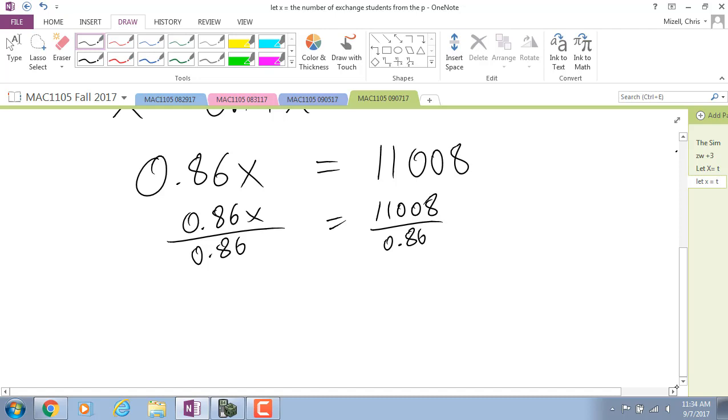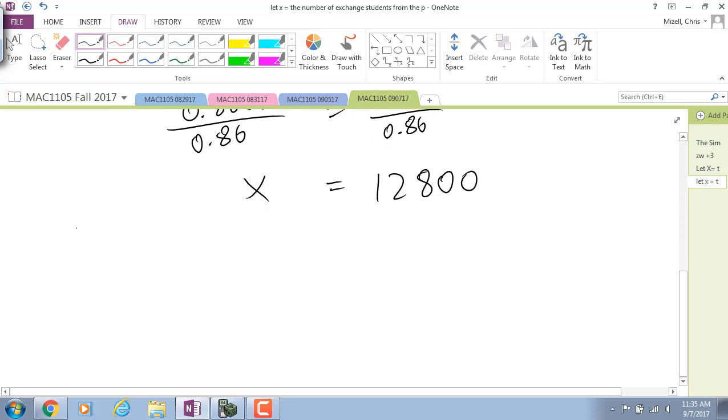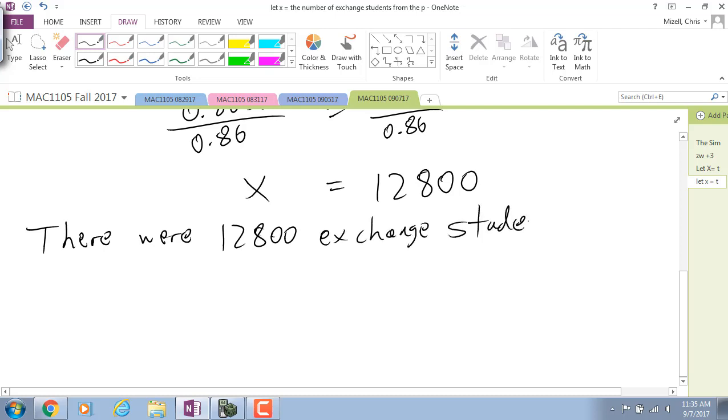So how many exchange students were there the previous year? 12,800? Here we go. 12,800. So 12,800 exchange students from that country during the previous year.